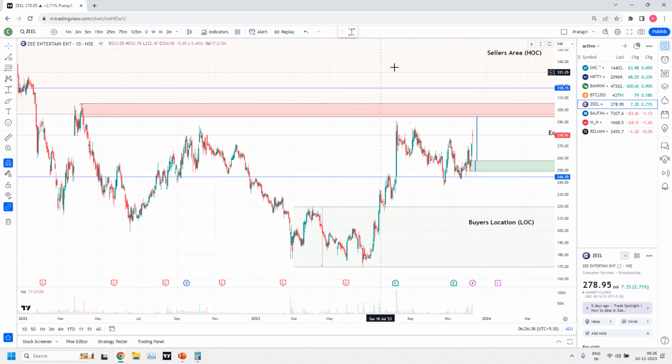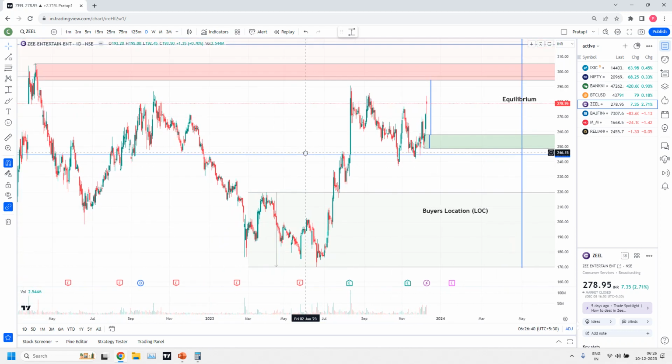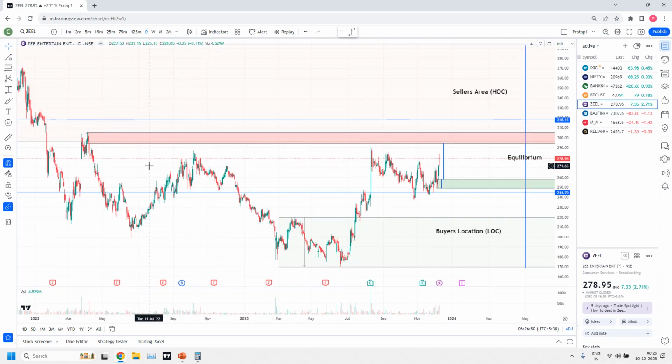Now we have identified this demand zone is a good demand zone because it is in the buyer's area. Then what about the supply zone? The supply zone is in equilibrium. Equilibrium supports the buyer's area as well as the seller's area. So according to the location, the supply zone is also a good supply zone.